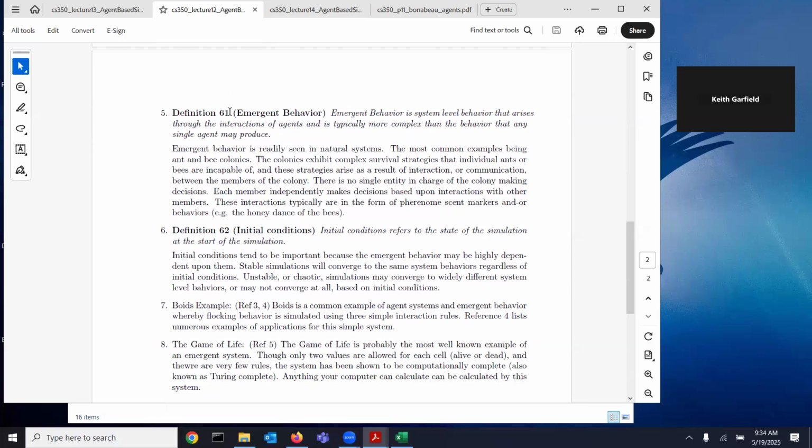Okay, we've talked about ant and bee colonies, which are super common. However, people do start to look at, as I told you last week about Bill Tomlinson at MIT for his PhD thesis, he looked at establishing dominance hierarchies within agents.